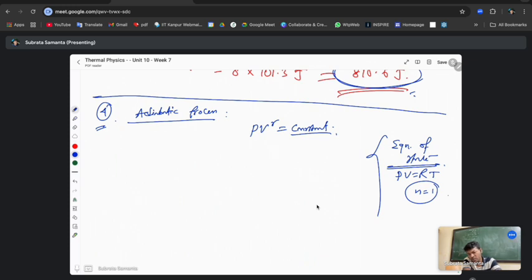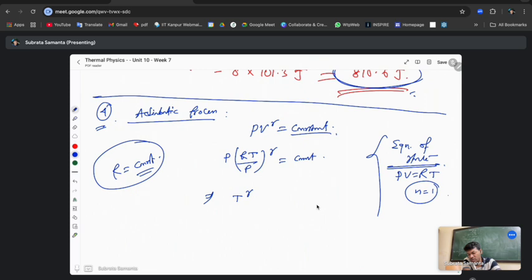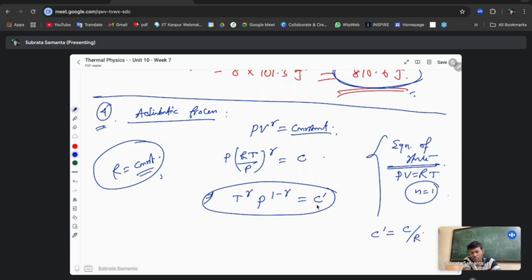So if we use this, you can easily convert it: P V to the power gamma, where V is basically RT over P, equals a constant, right? So this implies T to the power gamma, since R is a constant, the universal constant. Let's say this constant is C. I have converted that to T to the power gamma P to the power 1 minus gamma equals another constant C prime, where C prime is basically C over R to the power gamma.